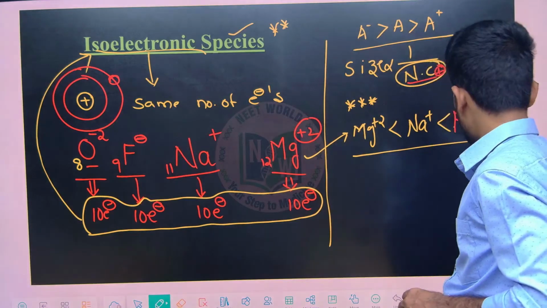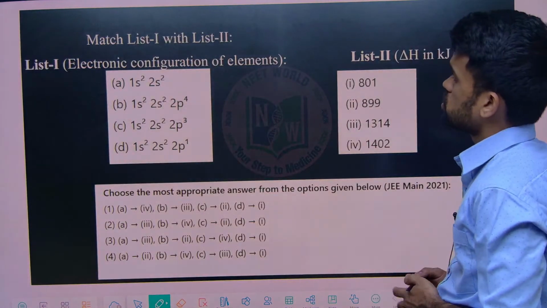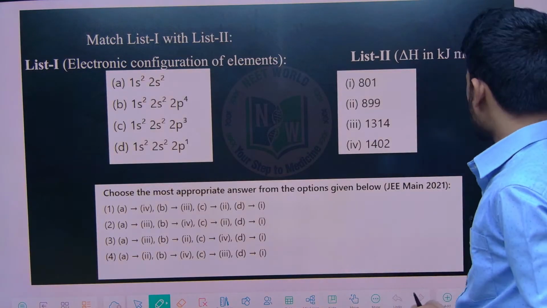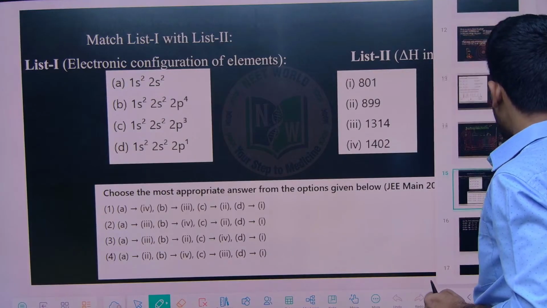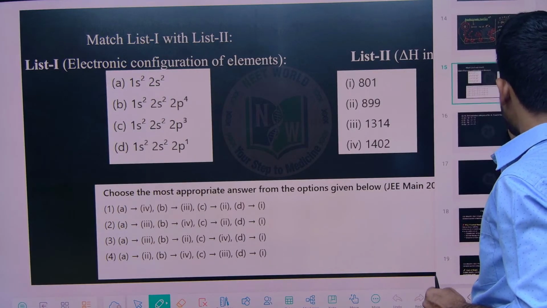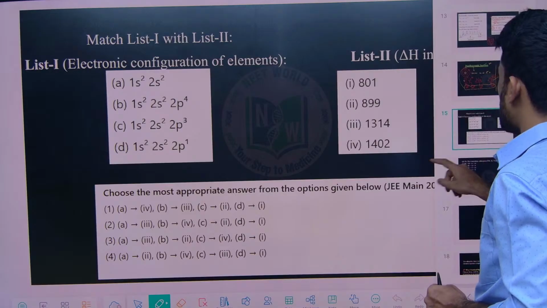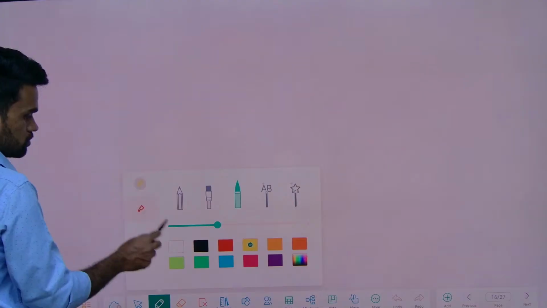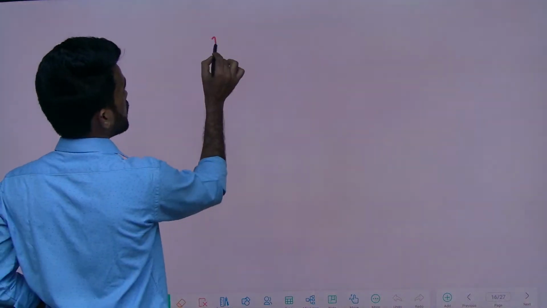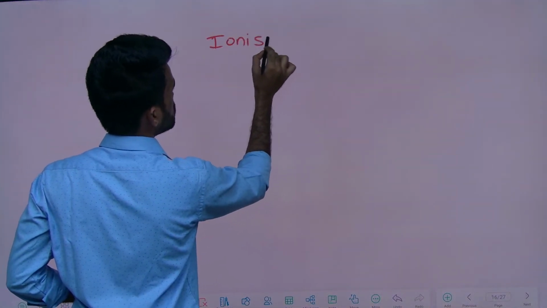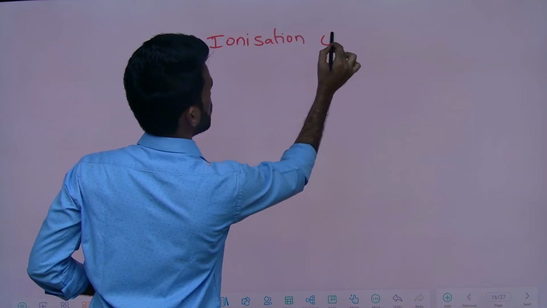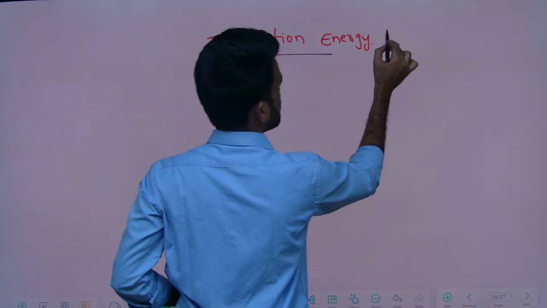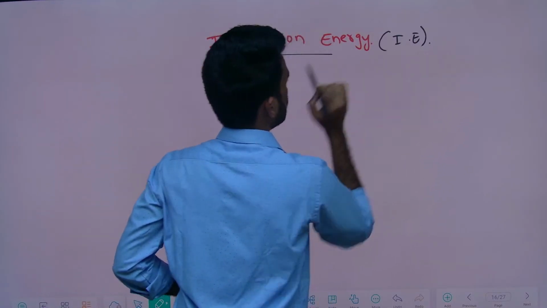Okay, then next we will be discussing, if you observe, this is about ionization energies. So how can we answer this kind of questions? Let me first explain the ionization energy and what it is exactly, then we can answer all these things. Write the heading as ionization energy. In short form you can represent it as IE.